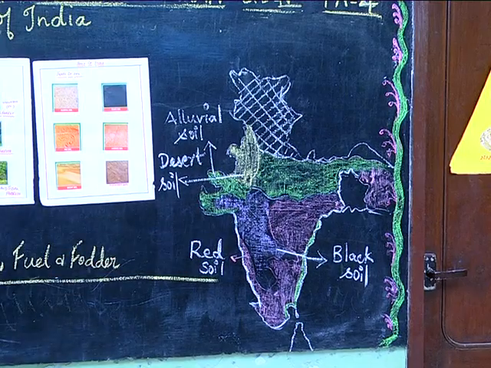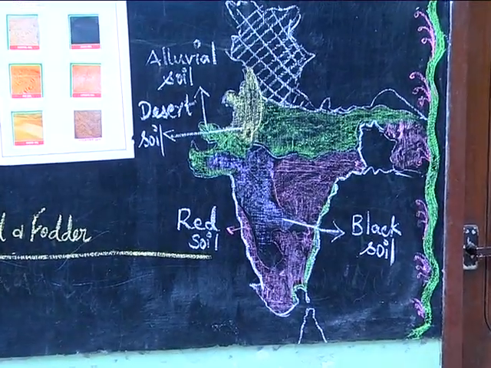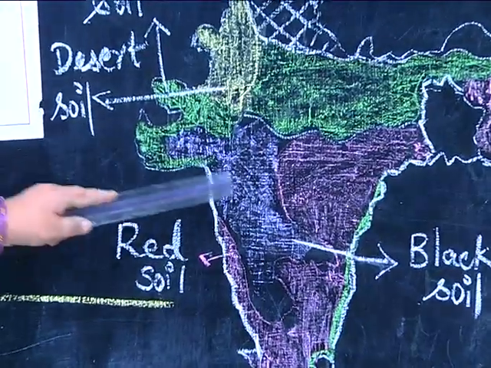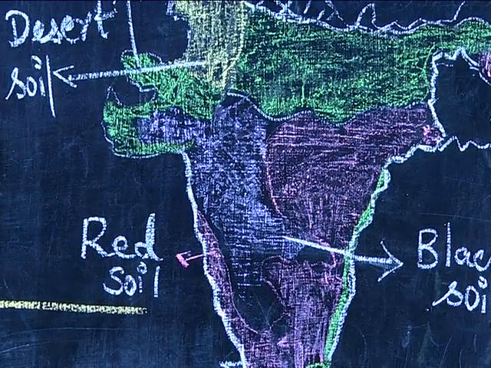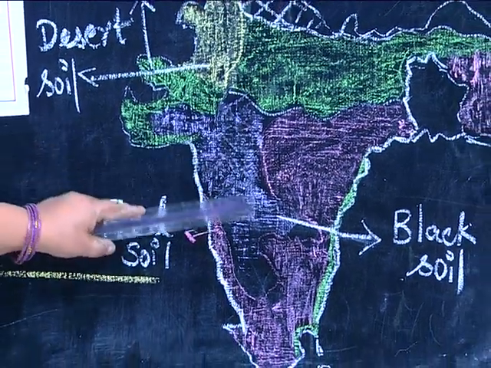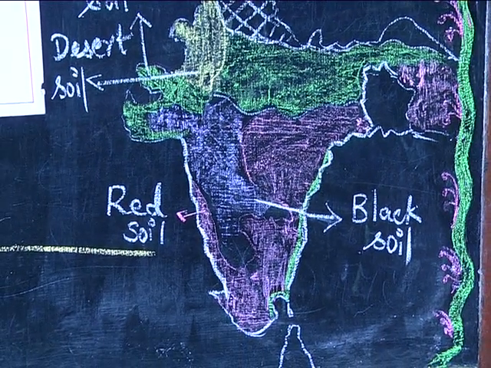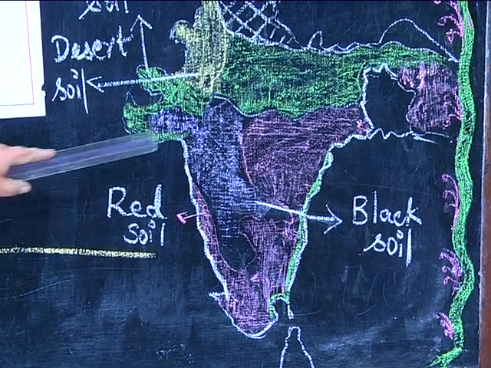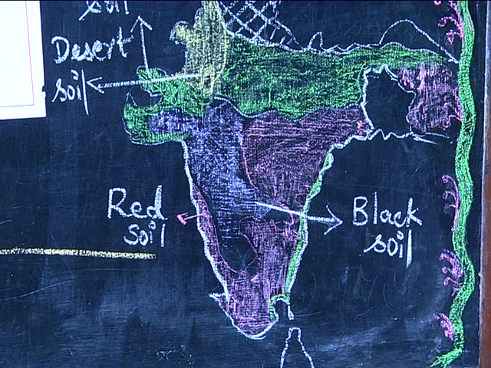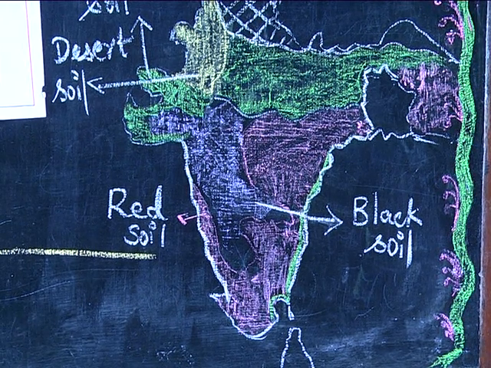Then comes the black soil. Black soil is otherwise called as black cotton soil because predominantly in this type of soil cotton grows. It has iron content in it which enables cotton growth. The origin is from the lava which has come out of volcanoes.